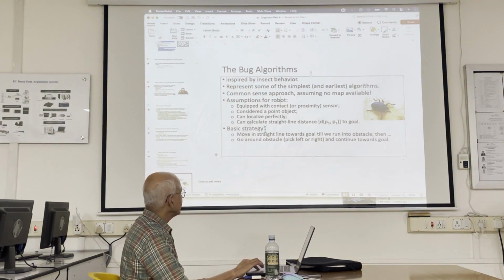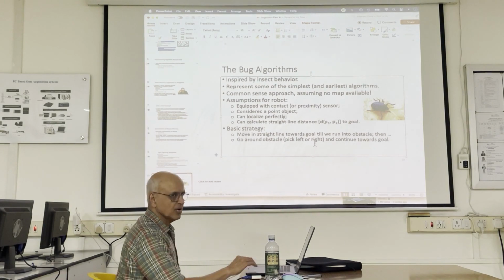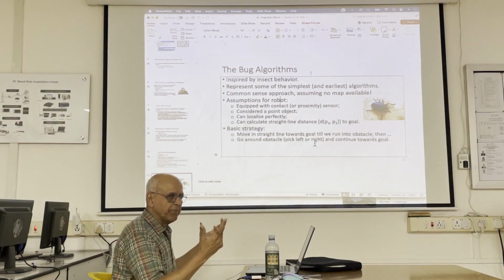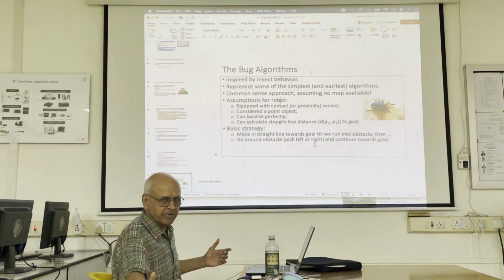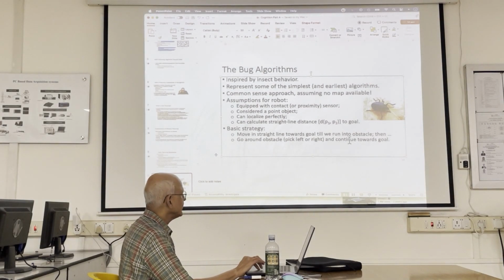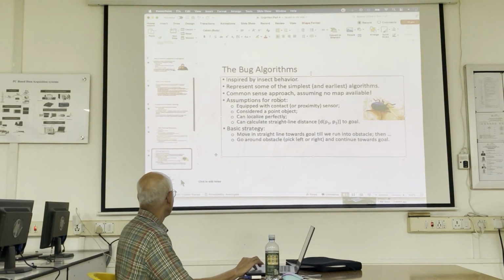So the basic strategy is: move in a straight line towards the goal till we run into an obstacle. Then go around the obstacle, pick left or right. It can be either left or right, but since it doesn't have a map, take your pick, right? You could be wrong by picking right, or you could be right. It's random. And then you continue towards the goal. But you will understand this better if you have a picture.